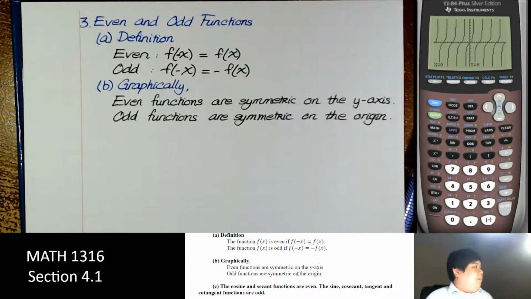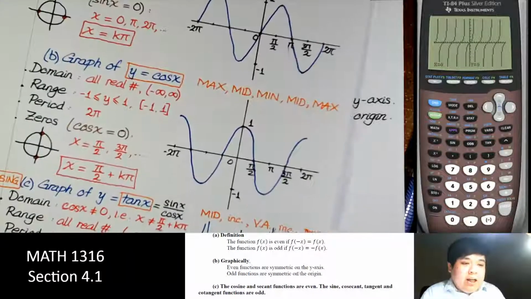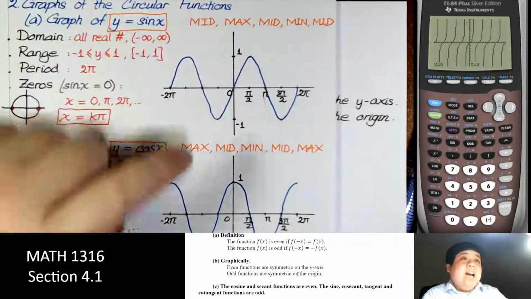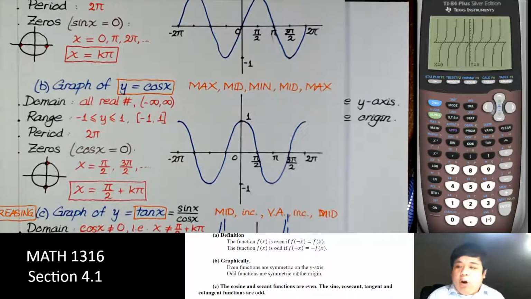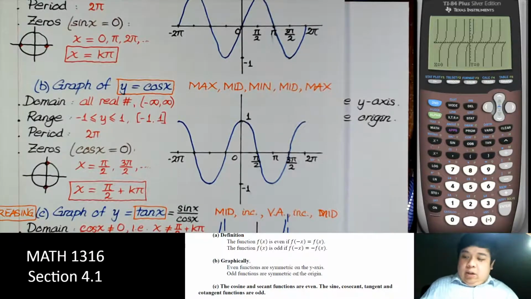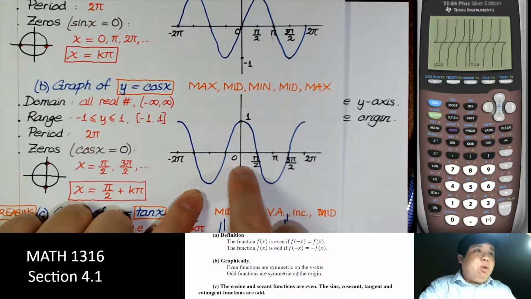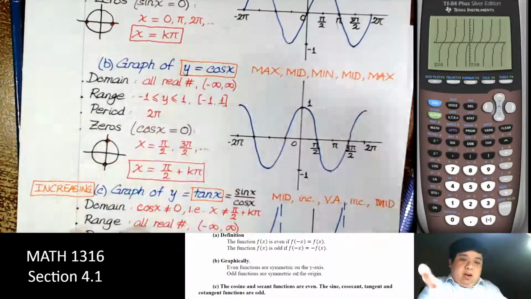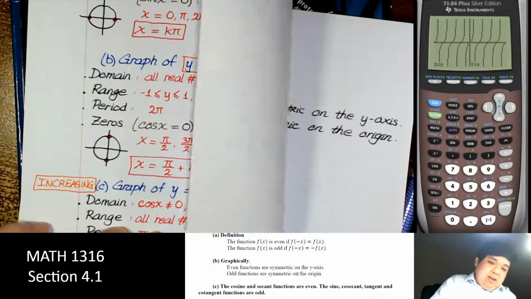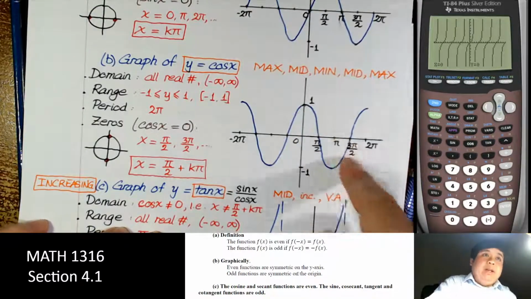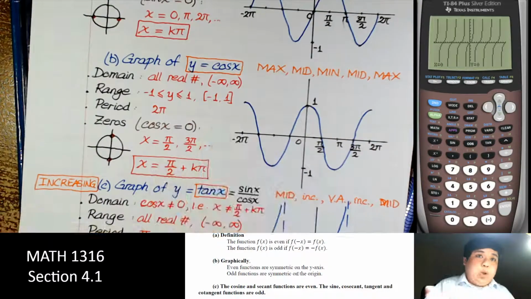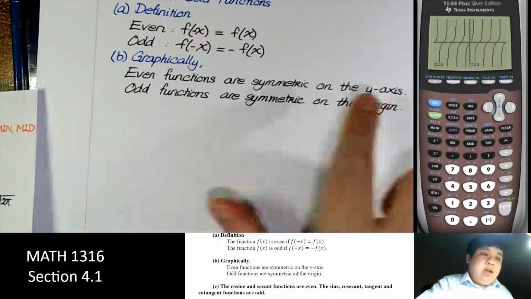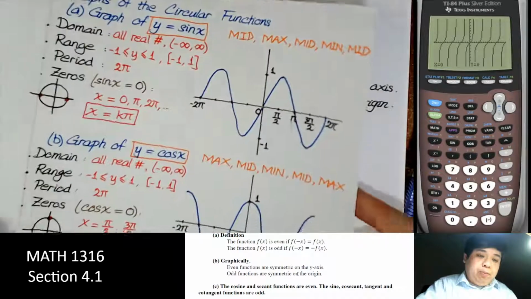Right. Now, with that in mind, when we look at the graph of sine and the graph of cosine, which one is symmetric on which? Well, the graph of cosine is kind of a mirror image of itself, right? So if you fold it in half, one side of the graph of the cosine will be on top of the other, which is good. So cosine is symmetric on the y-axis, so cosine is an even function.